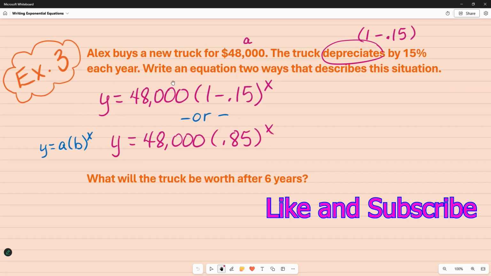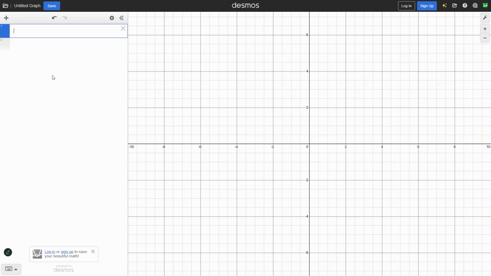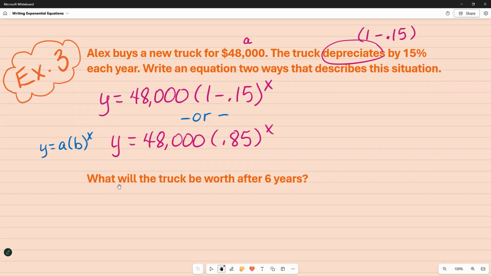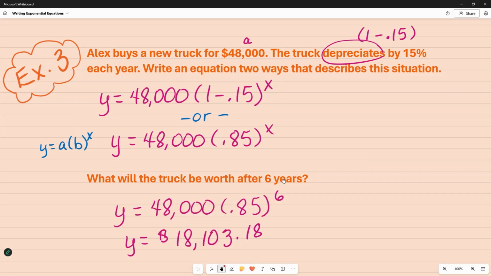This is in the form of y is equal to a times the quantity of 1 minus r raised to the x power. And now once I simplify 1 minus 0.15, that's going to give me my b as the multiplier, 0.85. In Desmos, if you just type that in, it'll tell you the answer for your multiplier, which is 0.85. Now the question is, what will the truck be worth after 6 years? So I'm going to do the same thing I did a few minutes ago. I'm going to show you what it would look like 4 ways. I'm going to show it this way with the table, this way with the table, and then I'm going to replace the x with 6. After 6 years, we're going to go ahead and substitute 6 in for your x.